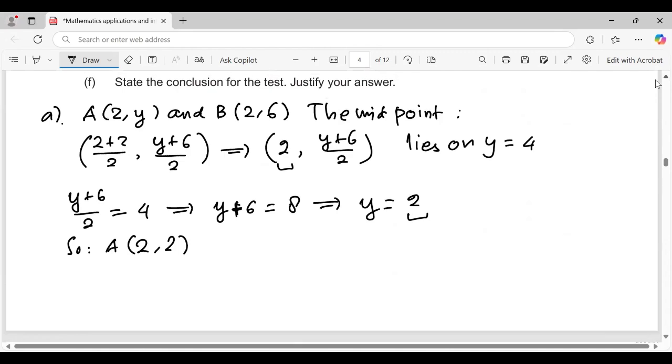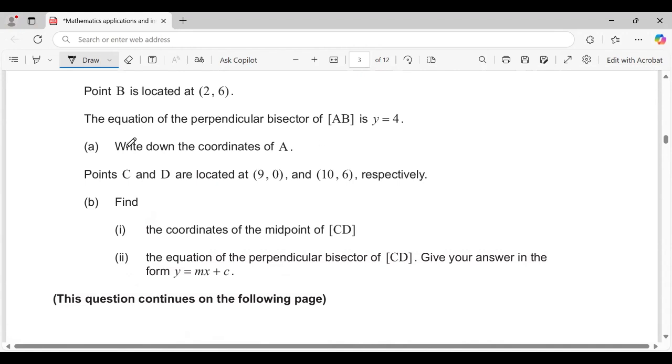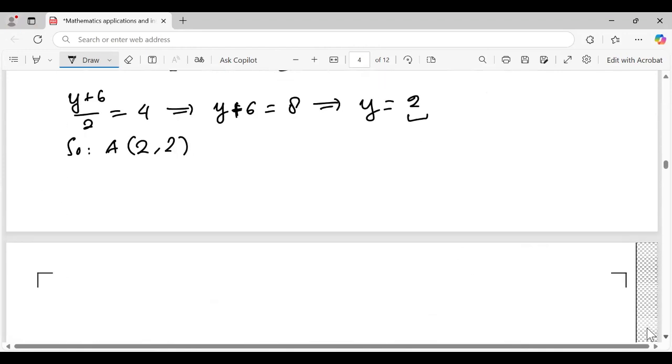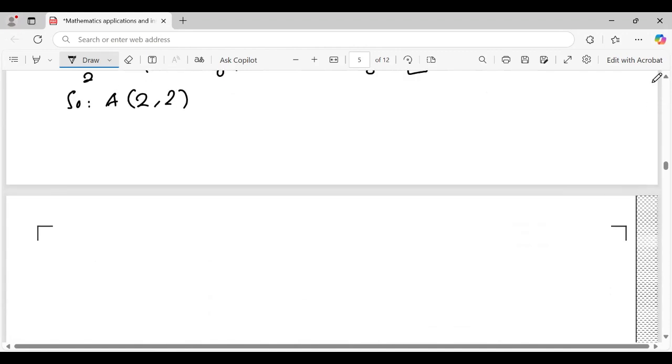Next question. Points C and D are located at (9, 0) and (10, 6) respectively. Find the coordinates of the midpoint of CD, and the equation of the perpendicular bisector of CD. Give your answer in the form y = mx + c. m is the gradient, so we need to find the gradient first. Next, part B.